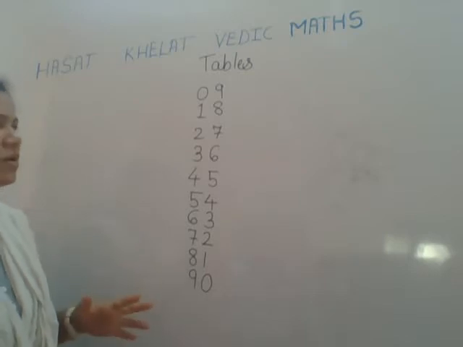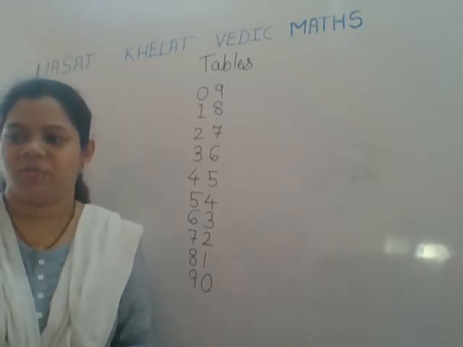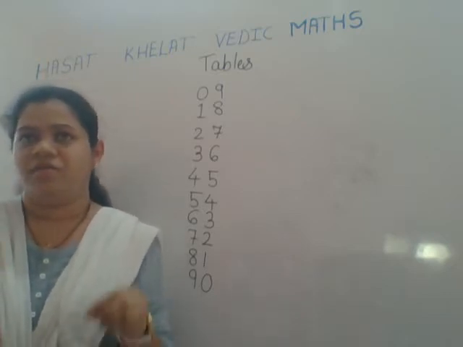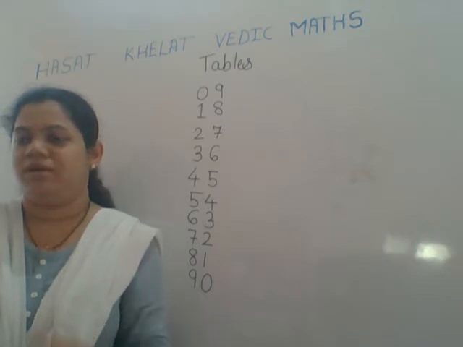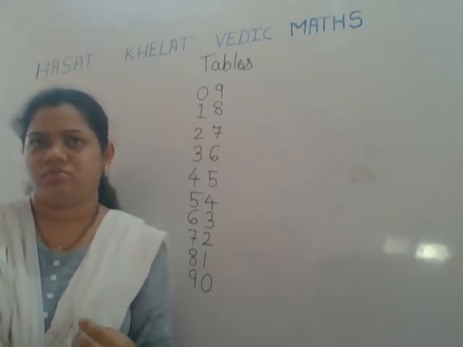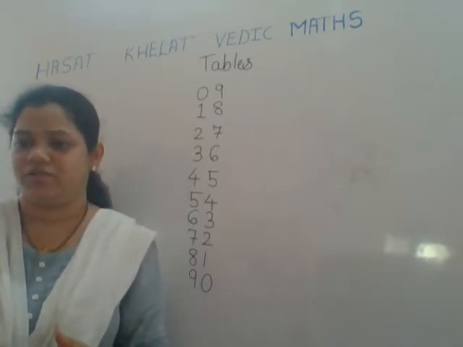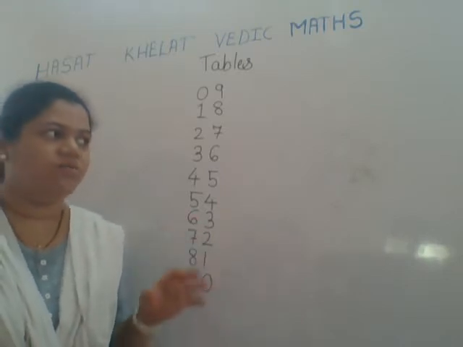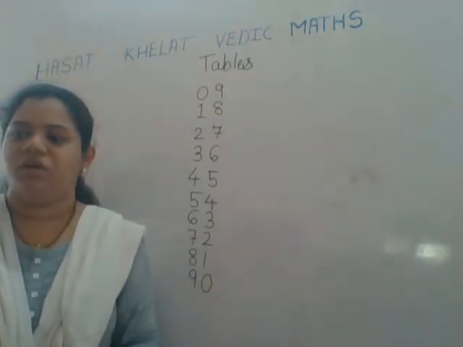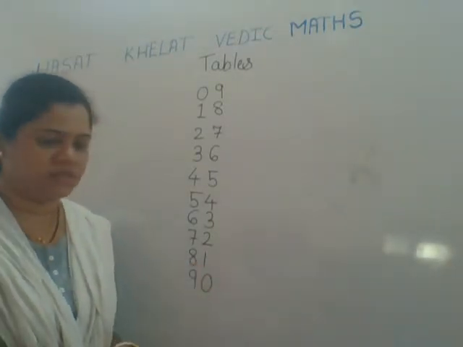Now the 10th table is very easy to remember: 10, 20, 30, 40, 50, 60. We all like tables till the number 11. But after number 12, remembering the tables becomes a little difficult for us. So for that purpose, how can we write a table without learning or remembering? That is what we are going to see now.